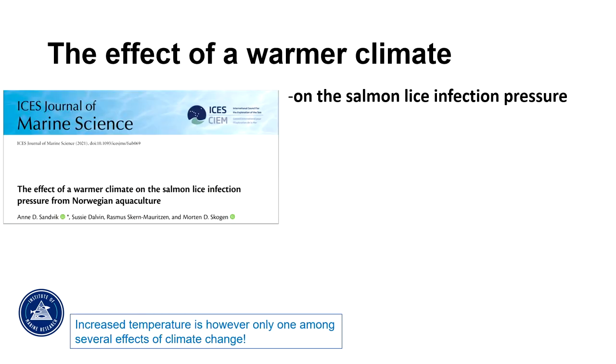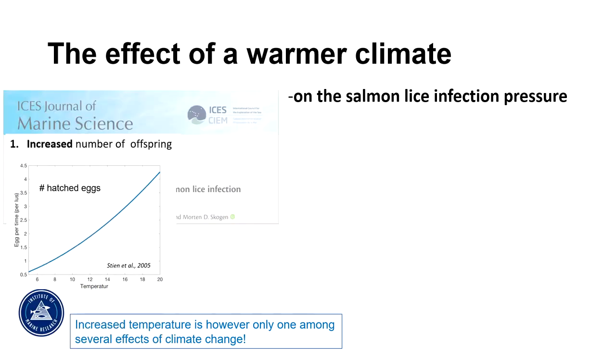A study on the salmon lice infection pressure in warmer climate was published last year in ICES Journal of Marine Science, where we quantified the contribution from 3 different processes which are tightly linked to water temperature. First, the hatching rate is following the temperature as described in Stien et al. 2005, increasing with a factor of 2 when going from 8 to 12 degrees.